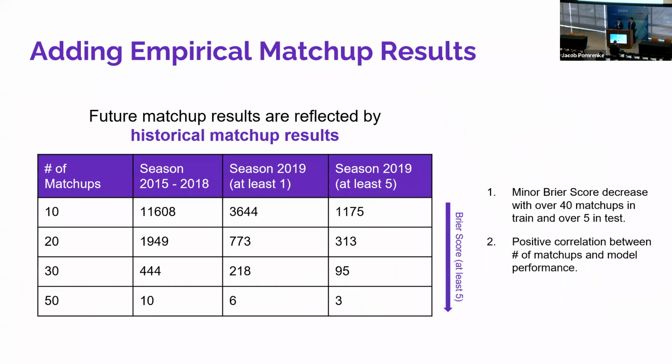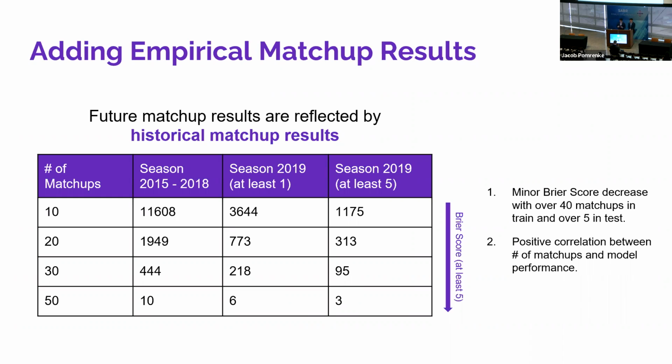The other approach that we used is adding the empirical matchup results. Our pre-assumption here is that future matchup results can be reflected by historical matchup results. So if we can tell the model that these players have been playing against each other, and the model can learn from the old results, it can predict better if these players were to play each other.